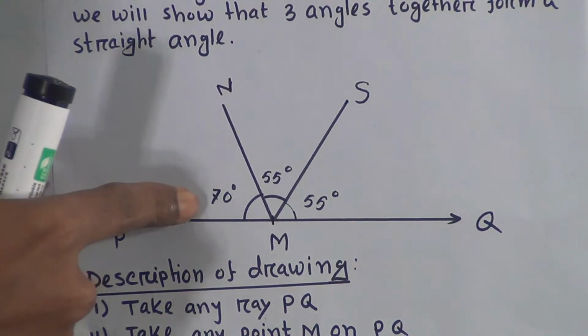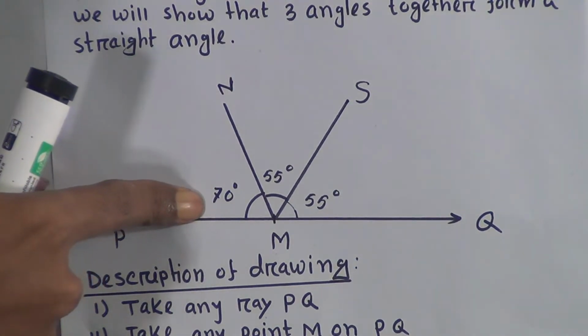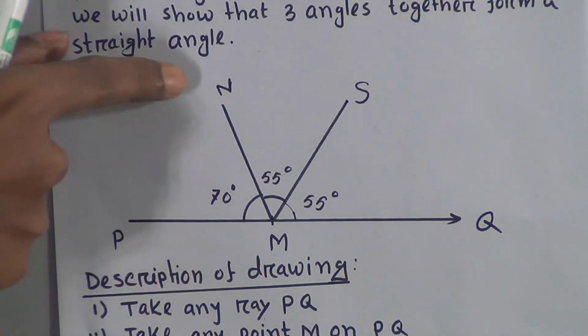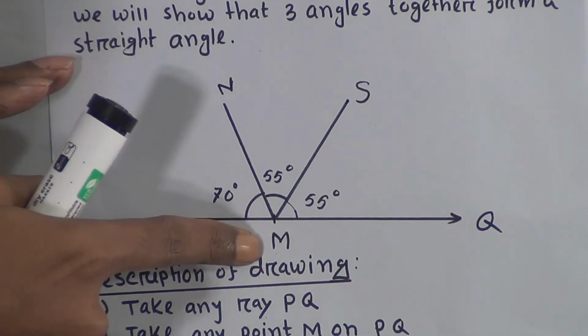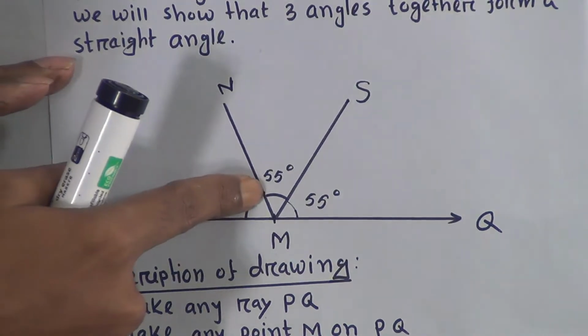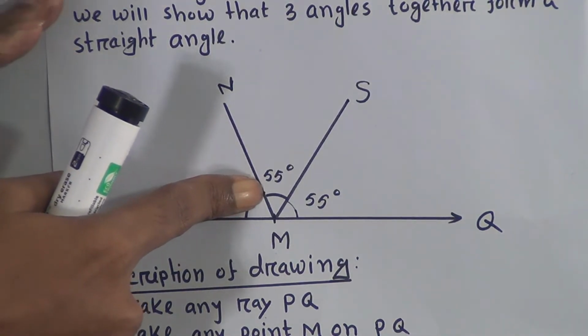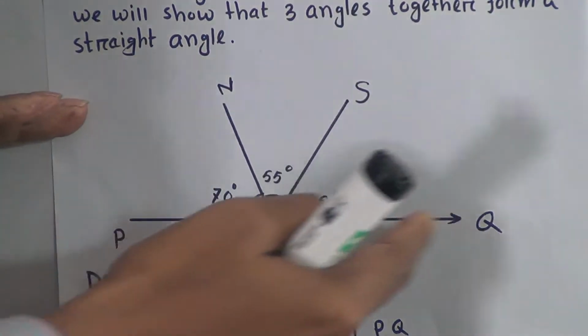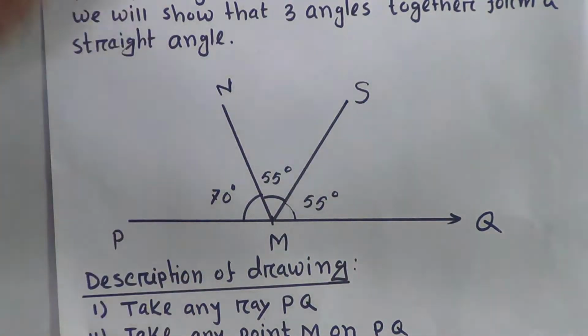Angle PMN equal to 70 degree, or angle B equal to 70 degree. Similarly, you draw NMS equal to 55 degree, or angle A. Okay, then SMQ is 55 degree, that means the rest of the angle is 55 degree.